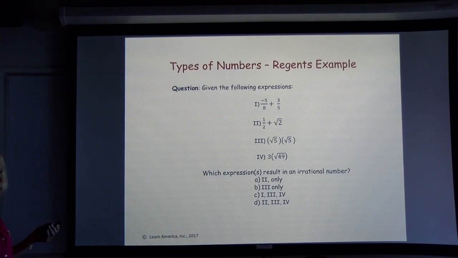Okay, so this is our first Regents question. It says, given the following expressions, and you have 4 choices, which expression results in an irrational number? You want to take a minute or two and see if you can do that? Let me know when you have an answer.